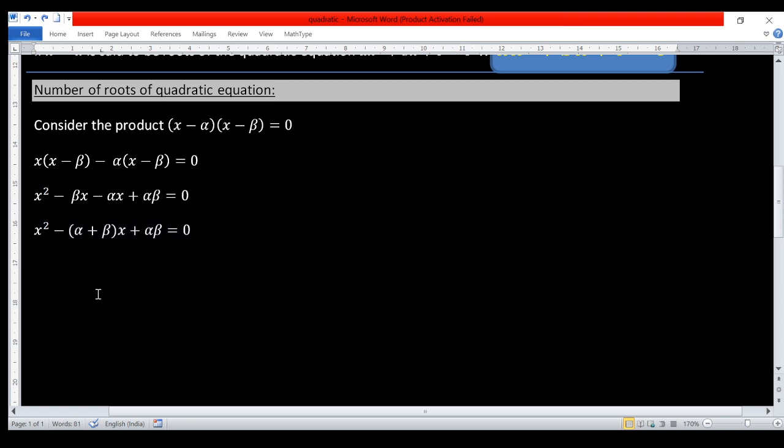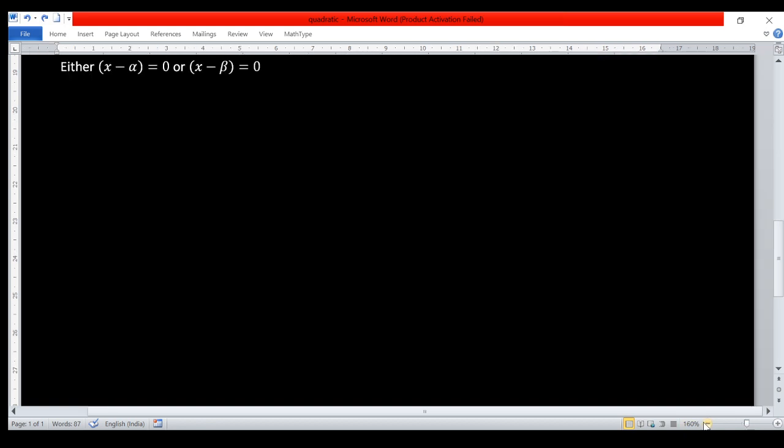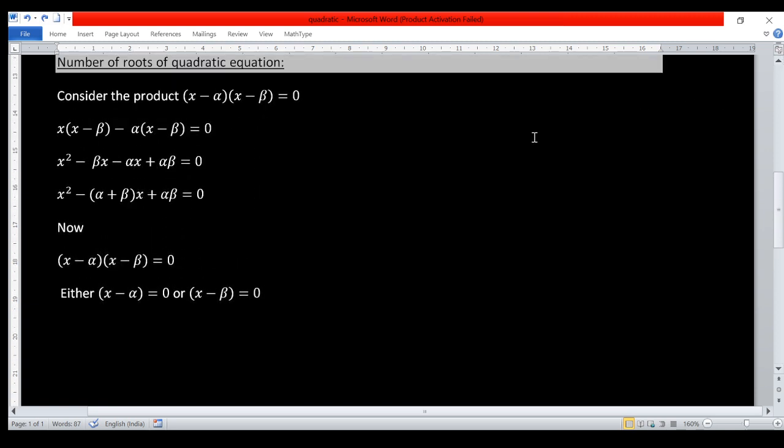So now it is like a quadratic equation. If you multiply these two, we'll get a quadratic equation. So the product x minus alpha into x minus beta equal to 0 means either x minus alpha equal to 0 or x minus beta equal to 0. This shows that either x is equal to alpha or x is equal to beta. Now we go in reverse. If x is equal to alpha or x is equal to beta, we'll get either this factor equal to 0 or this factor equal to 0.